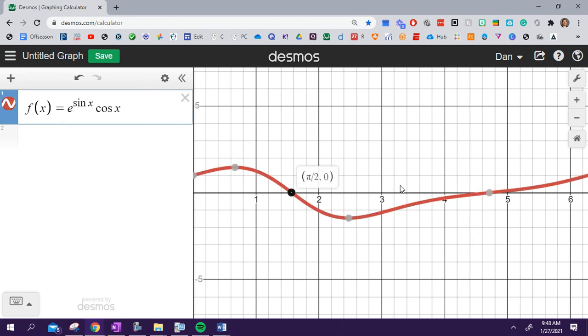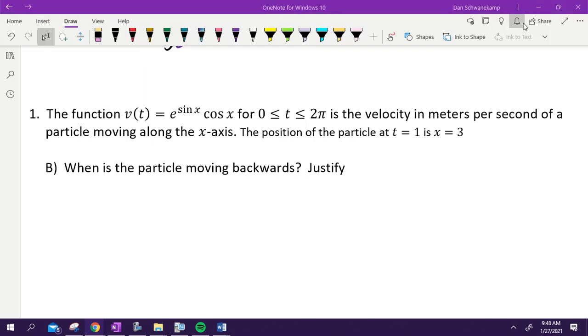From right there at pi over 2 to right there at 3 pi over 2. Those would be my values. All I would do is calculate. This is velocity. When am I below the x-axis? At those two spots. What would be my justification from there to there? Because velocity is negative. Done. That's scoring me my points.